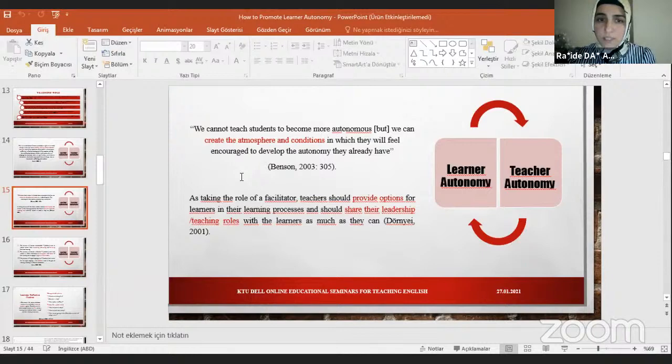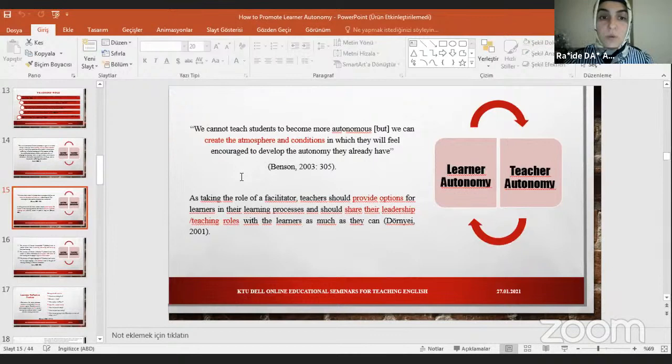So how does it happen? As a teacher, you should provide some options, for instance, while organizing your activities in your classes. You may ask your students to cover some activity in a group, individually, or in pairs. Or you can provide some options in an exam as well. You can provide some more questions so as to give your students the chance to choose some of the questions from among those questions.